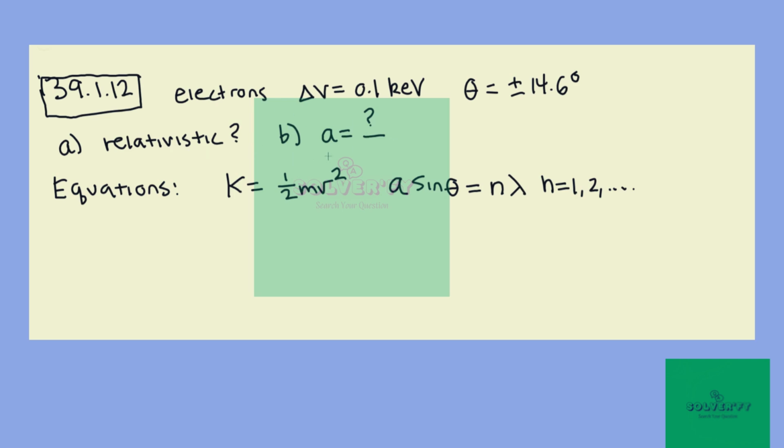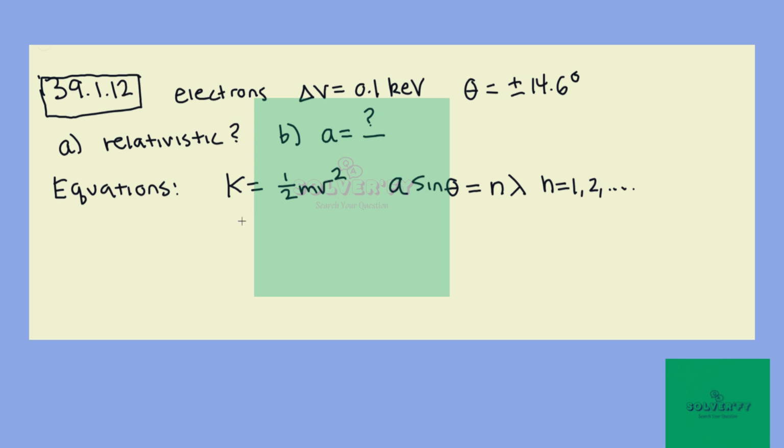So for the equations we'll need: in order to figure out if the electrons are relativistic, we need to find their kinetic energy, which will allow us to obtain their velocity. And we can tell, based on whether it's a significant fraction of the speed of light, whether relativistic effects will be important. We also will need the classic equation for single slit interference, a sine theta equals n lambda, where a is the slit width, theta is the angle to various minima, n is the index for the minima, and lambda is the wavelength of the light, or in this case, particles.